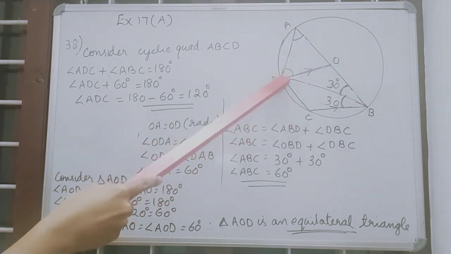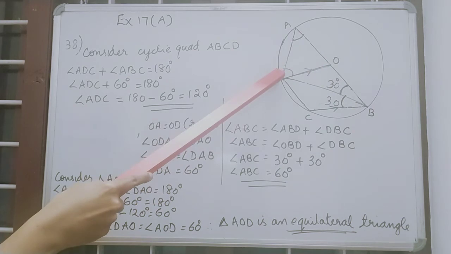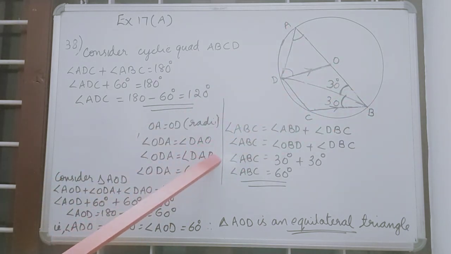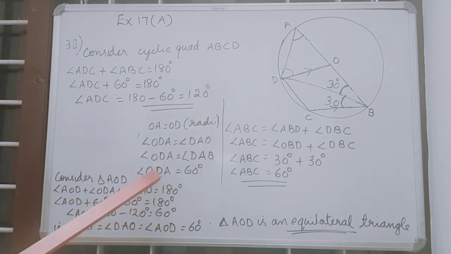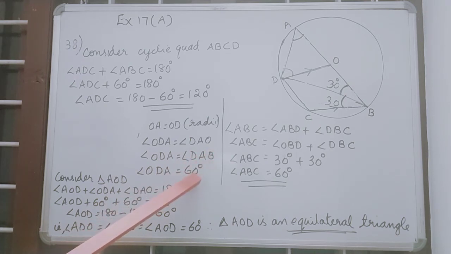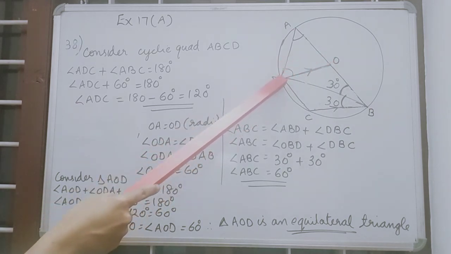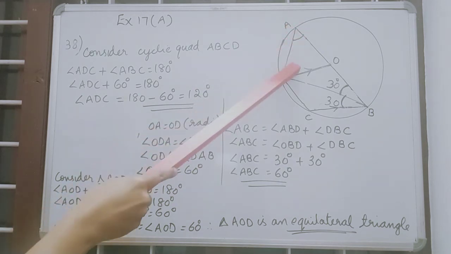Instead of DAO we can write angle DAB. So replace DAO as DAB. We have DAB is equal to what? 60 degree. DAB we have 60 degree. So angle DAB replace it as 60 degree. So we will get angle ODA is equal to 60 degree.